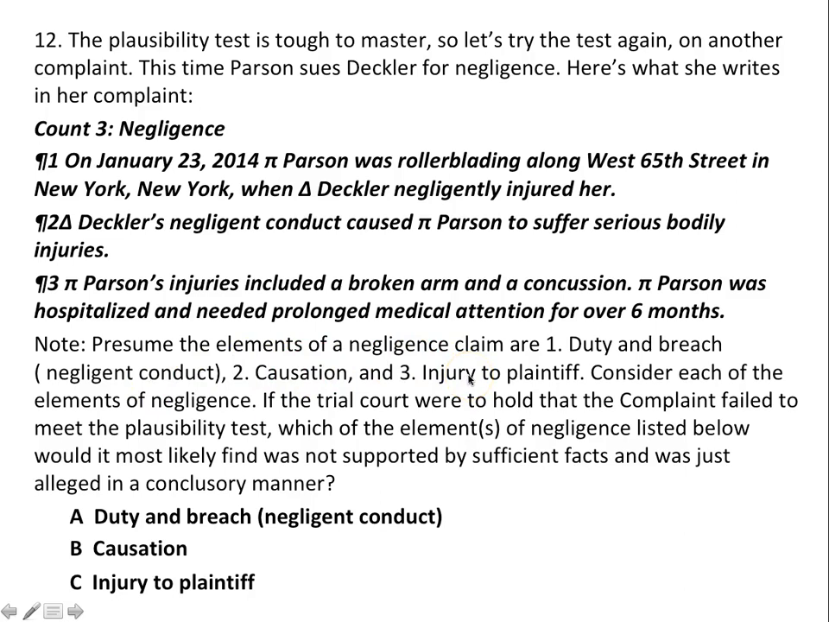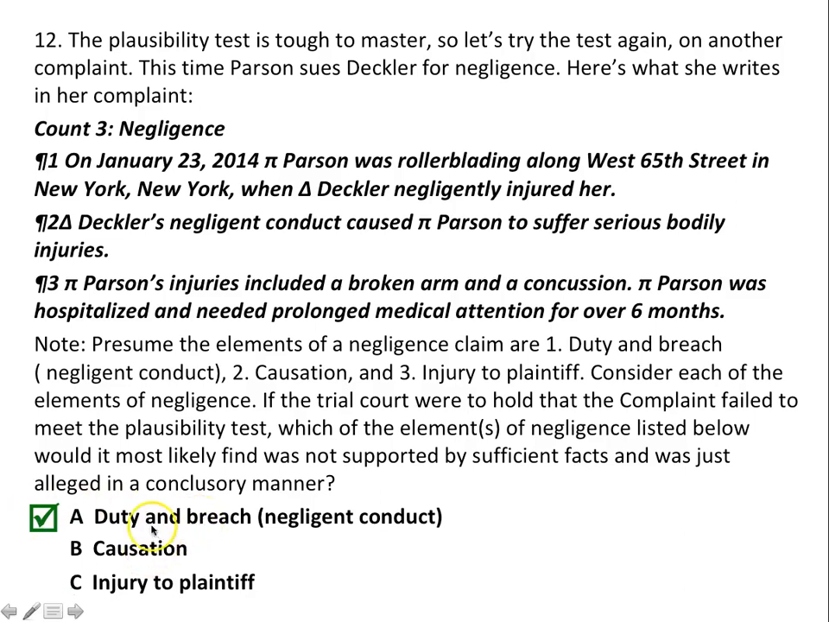And the question you have to answer is, which of these elements do you think the trial court might hold failed the plausibility test? In other words, which of these elements does this seem to be simply a bare assertion of and not concrete facts backing up? Take a moment and answer the question. You should have picked out duty breach.